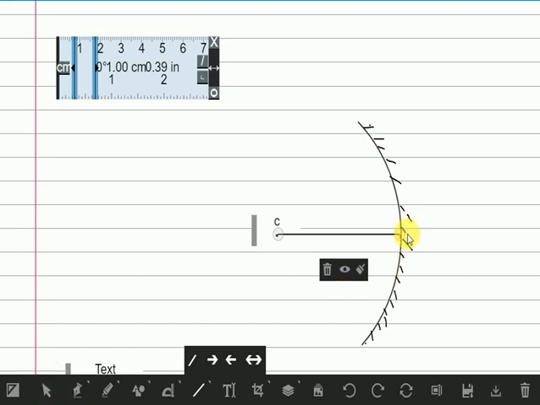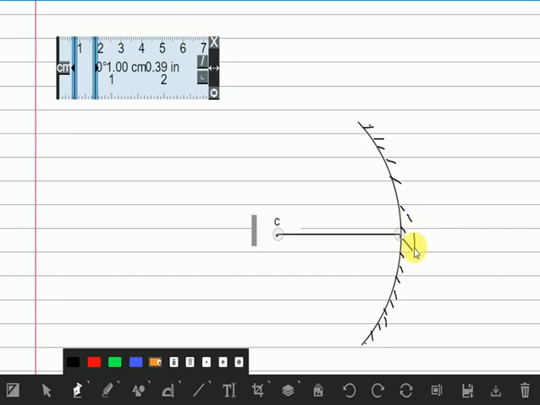Let me define a new term. This term is P. So P here stands for pole. The center of the reflecting surface of a spherical mirror is called the pole. The distance between the pole and the center of curvature of the spherical mirror is called the radius of curvature.